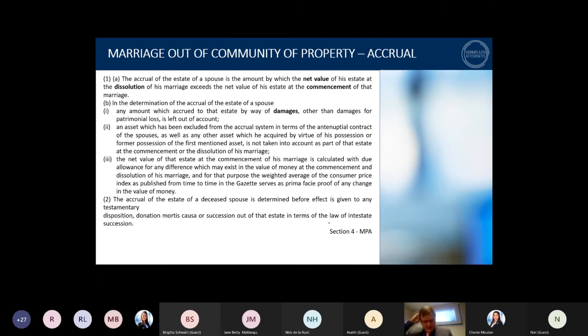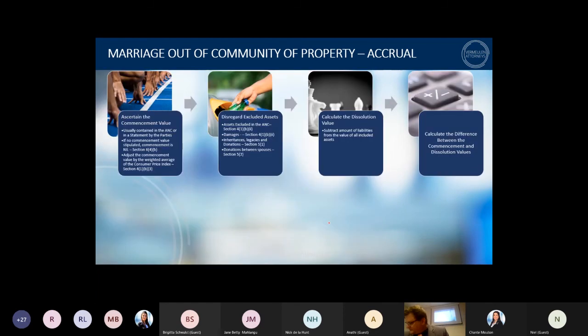Now, how do you calculate an accrual? Right. Four steps. Number 1, you ascertain the commencement values. Ladies and gentlemen, this is the easiest thing to do. Even attorneys can do it. You look at the ANC. Usually around page 2 or 3, you will see the parties herewith declare that for purposes of calculating their accrual, their commencement values shall be blip, blip.